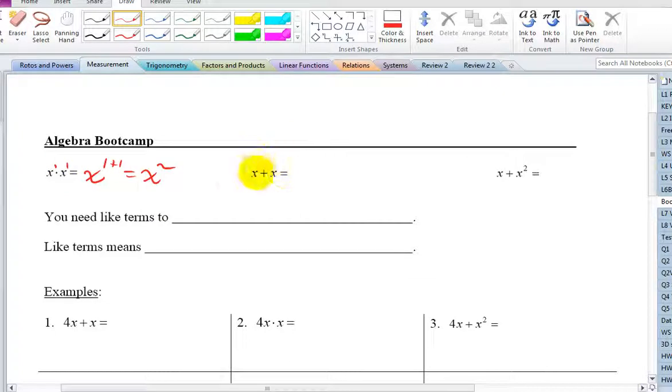When you're adding, when we use algebra tiles, we have rectangles for x's. How many rectangles do you have? How many x's do you have? 2. So what we're doing is we're adding our coefficients.